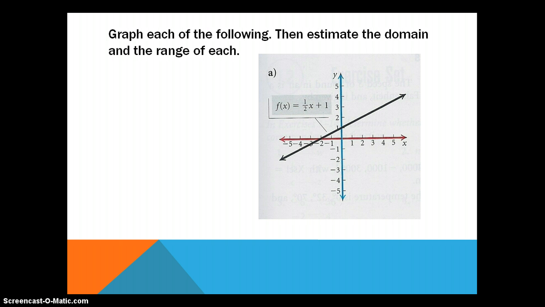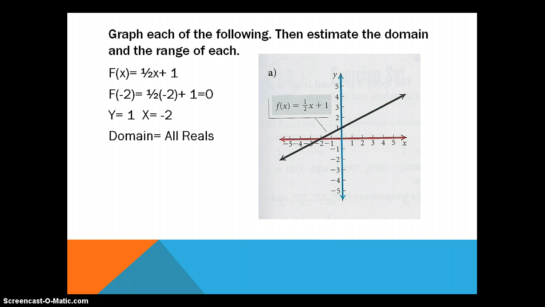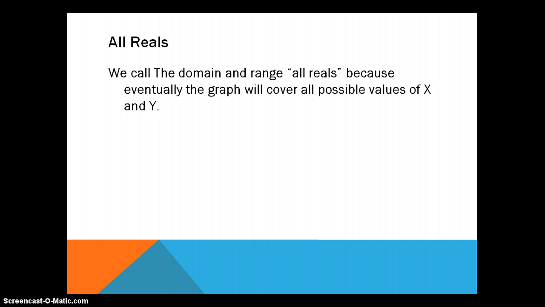Graph each of the following, then estimate the domain and the range of each. f of x equals half x plus 1. We plug in negative 2 for x, which gives f of negative 2 equals half times negative 2 plus 1, which equals 0. y equals 0 and x equals negative 2. Domain equals all reals and range equals all reals. We call the domain and range all reals because eventually the graph will cover all possible values of x and y.